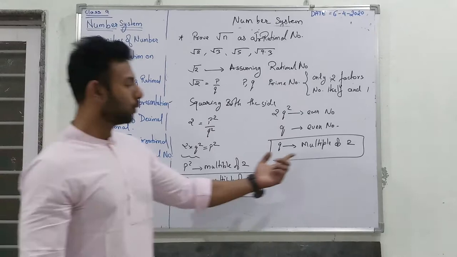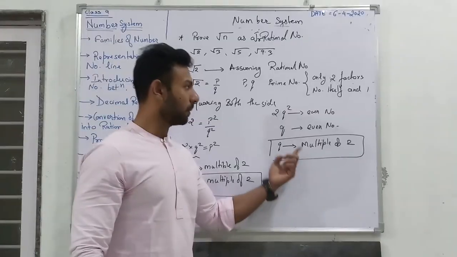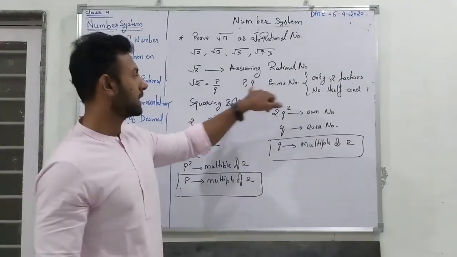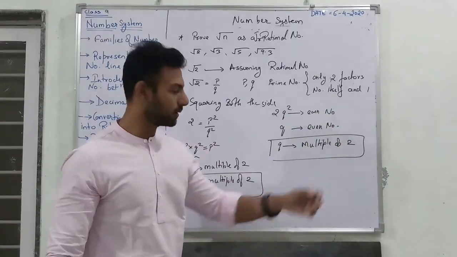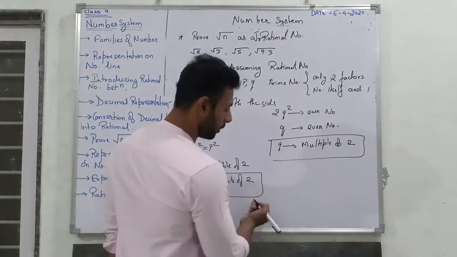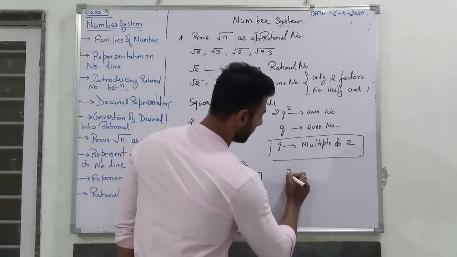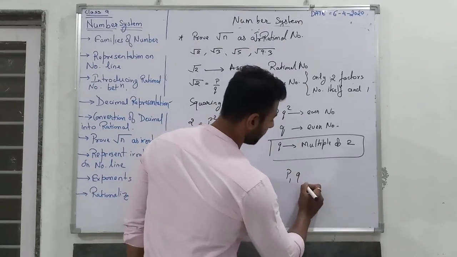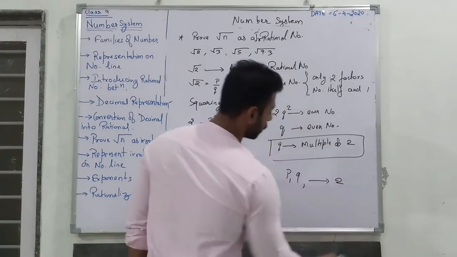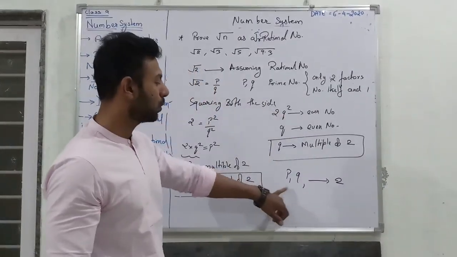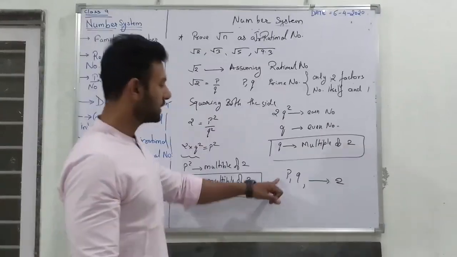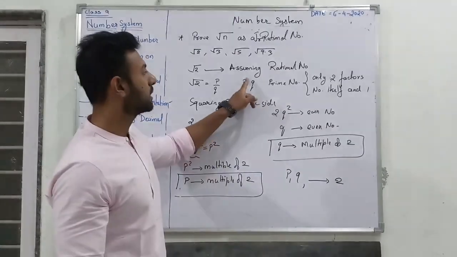P is a multiple of 2 and Q is also a multiple of 2. But we have already taken P and Q as prime numbers, so there are only 2 factors. Now we are getting one more factor, which is 2, other than P and Q. This cannot be possible, for a prime number to have more than 2 factors. So this statement, our assumption, is false.